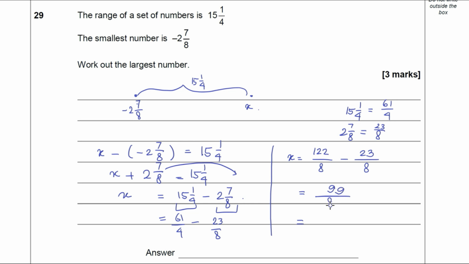So 99 divided by 8. Let's do it here. 9 divided by 8, we get 1. 1 times 8 is 8, so we have 1 remainder. The 1 remainder goes here, so it's 19 divided by 8, you get 2. And then 2 times 8 is 16, so you have remainder 3. So our mixed fraction is 12 and 3/8. That is our answer, 12 and 3/8. This is the largest number here.